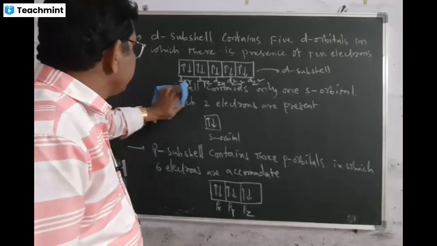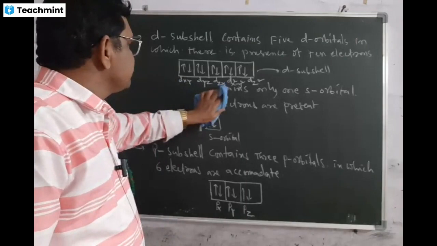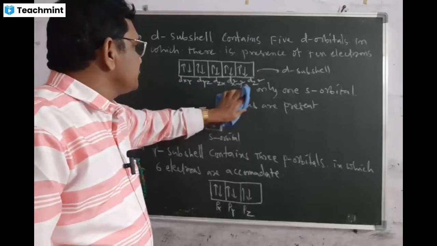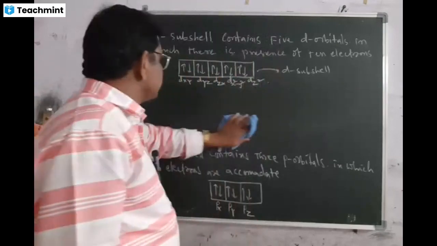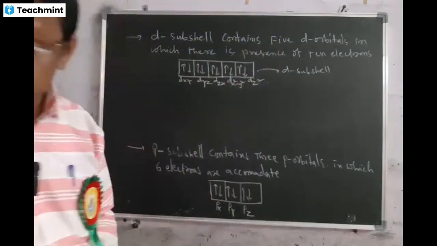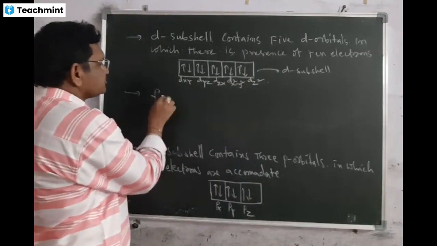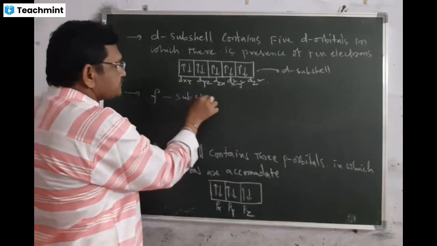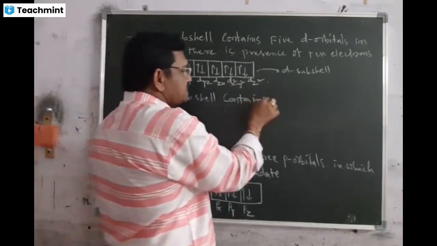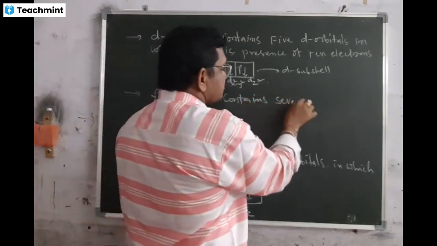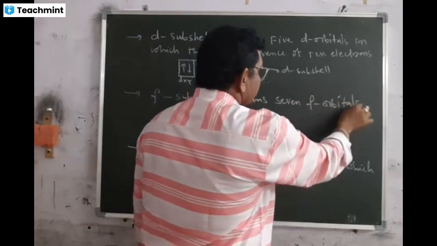Okay. In the same way, if F subshell is there, for example, F subshell contains how many orbitals? 7 orbitals. 7 F orbitals. You write down: F subshell contains 7 F orbitals. What are those 7 F orbitals?